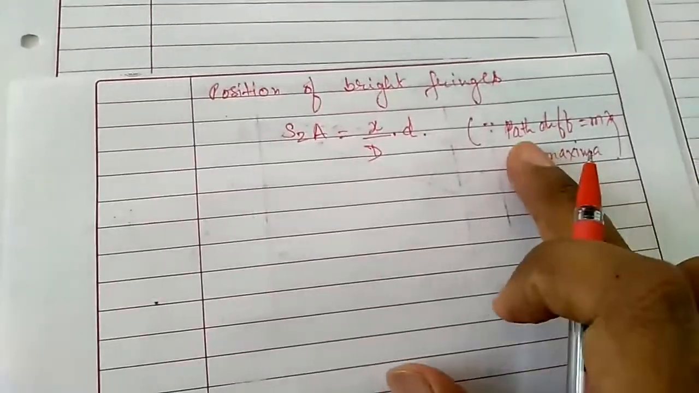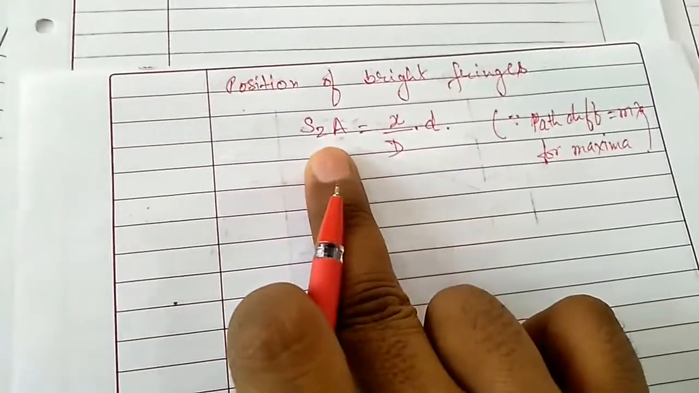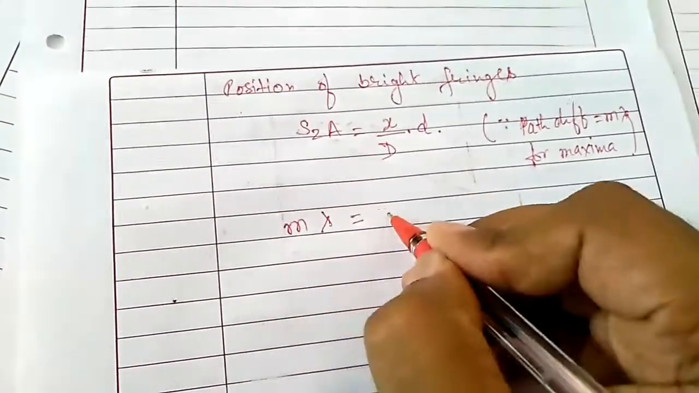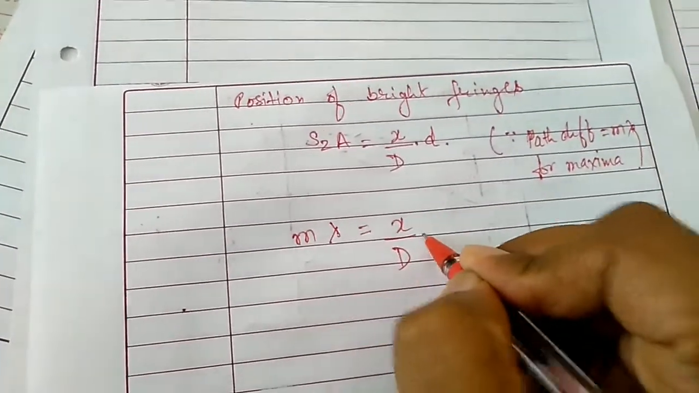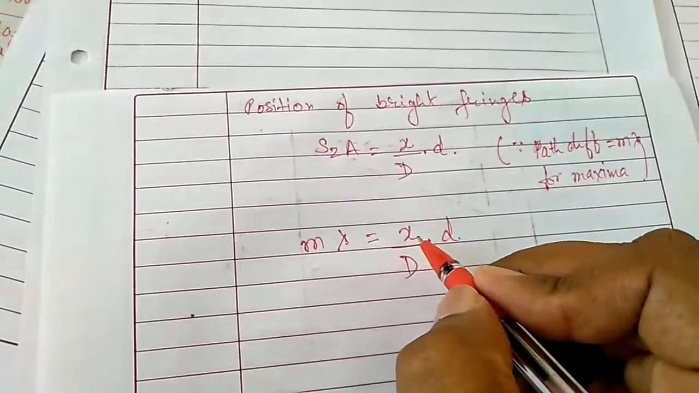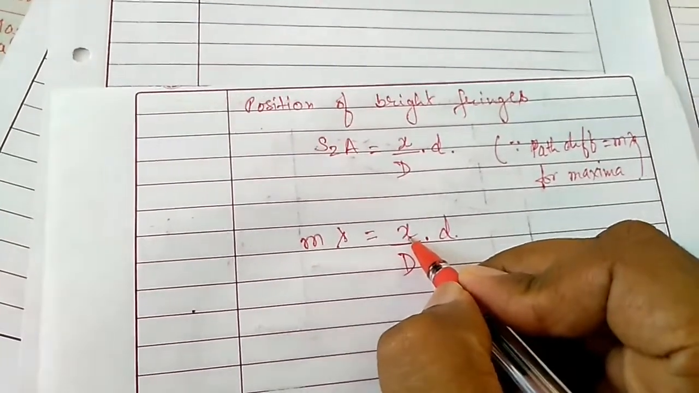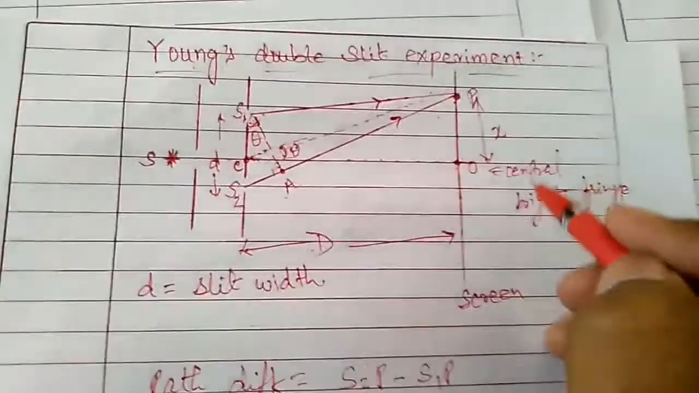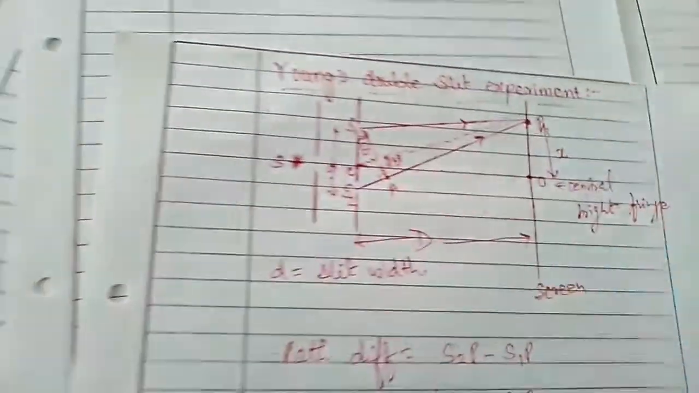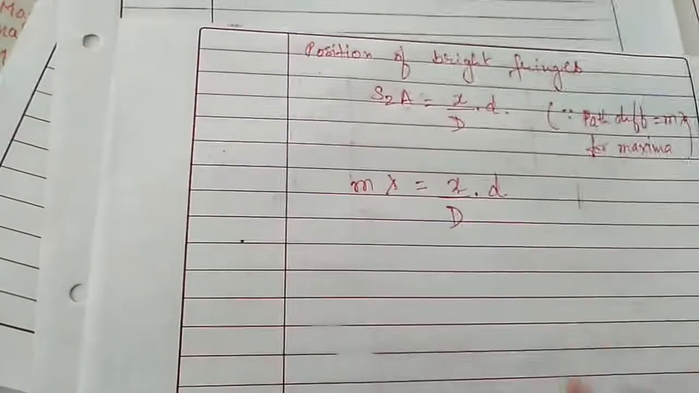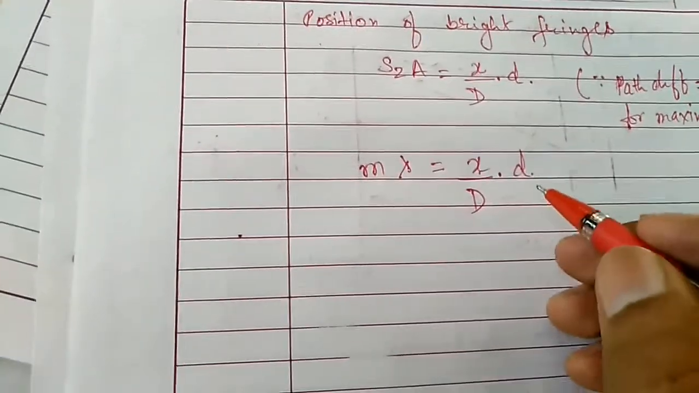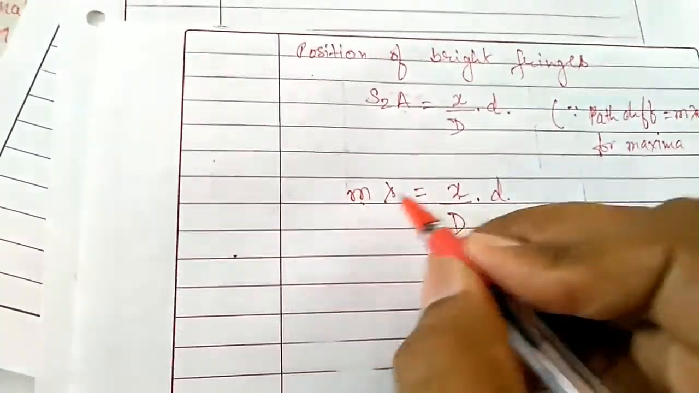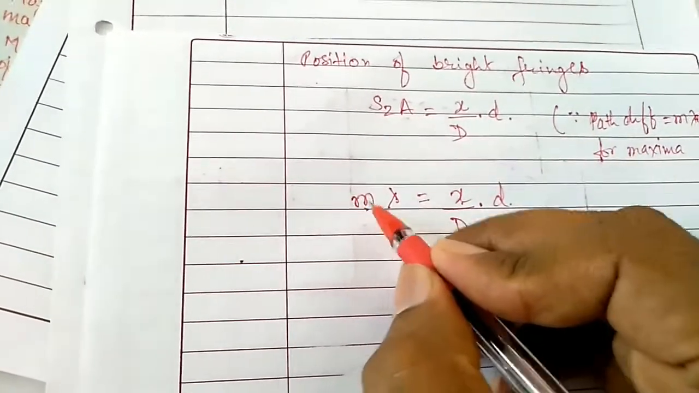Now the path difference will be m lambda, and this is S2A. So m lambda is equal to x d upon D, where x is the position from the central bright fringe to the point P. This may be 1, 2, 3, 4, whatever it is. Let's name it 0, 1, 2, 3. If it is 0, it is the first fringe. If it is 1, it is the second fringe. Same way.